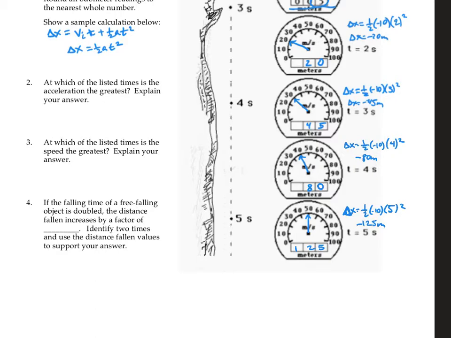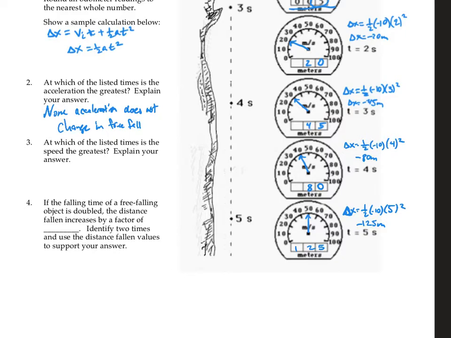At which of the listed times is the acceleration the greatest? Well, it's in free fall, and it's in free fall this entire time. Free fall is one acceleration, and it's -9.8. So none, the acceleration does not change in free fall. It is always at -9.8.